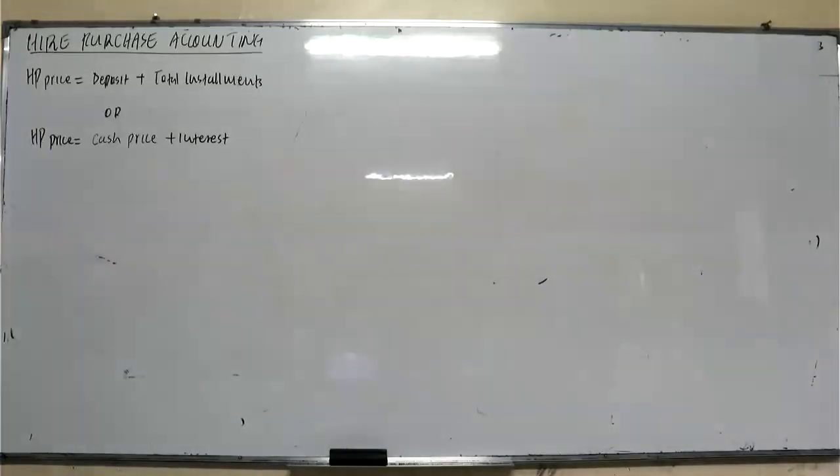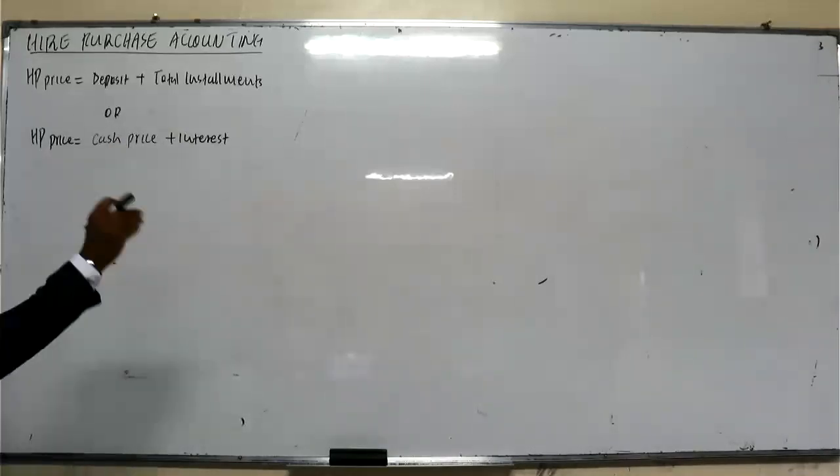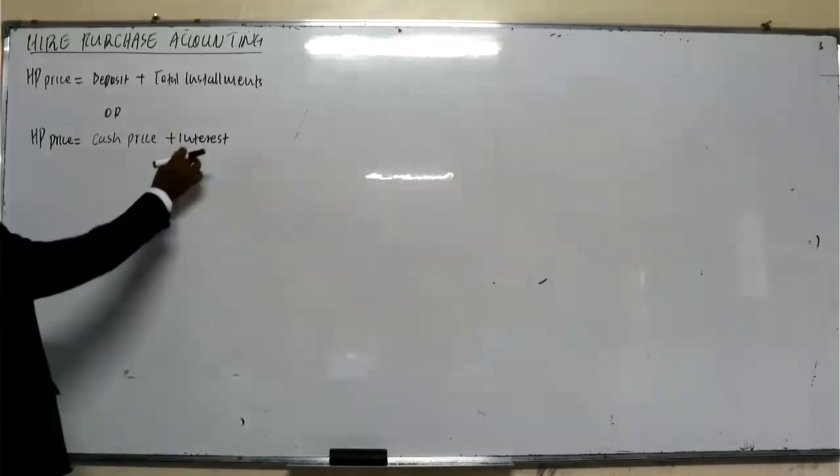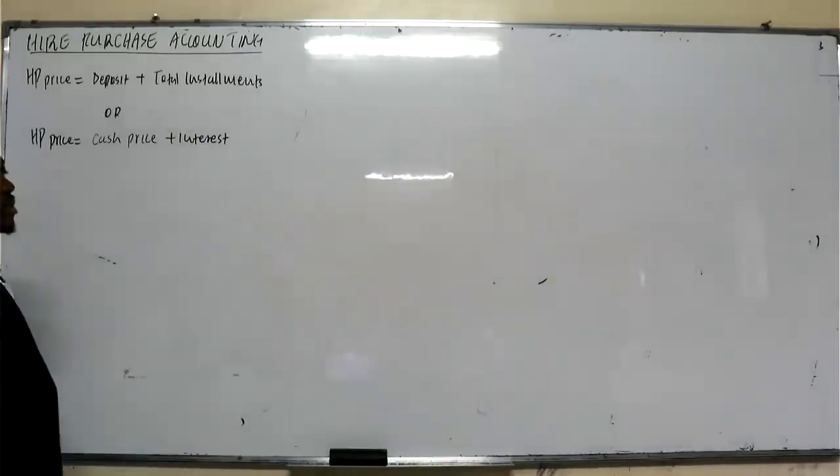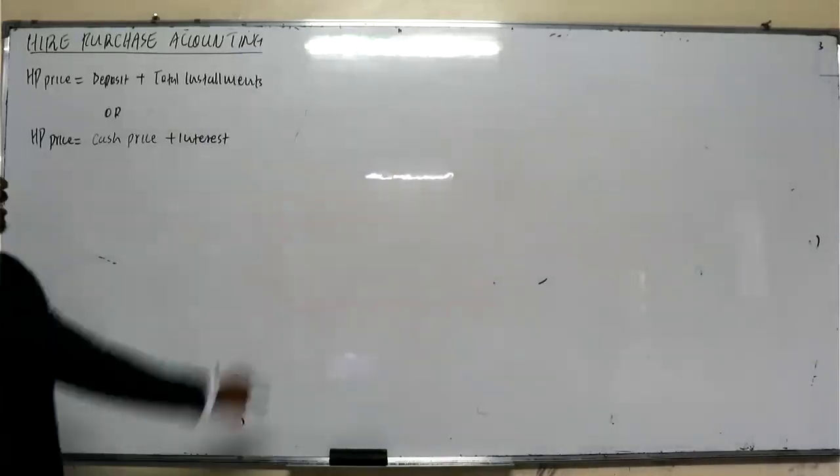Yeah, that means in that case, the seller will be earning two incomes. One, if you have sold on cash price, there was a normal gross profit. Then also in this case, it's attracting interest because there's what we call the time value of money, which attracts the interest.